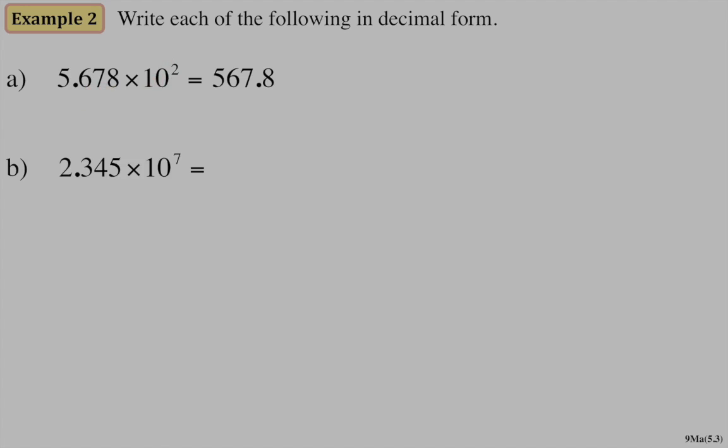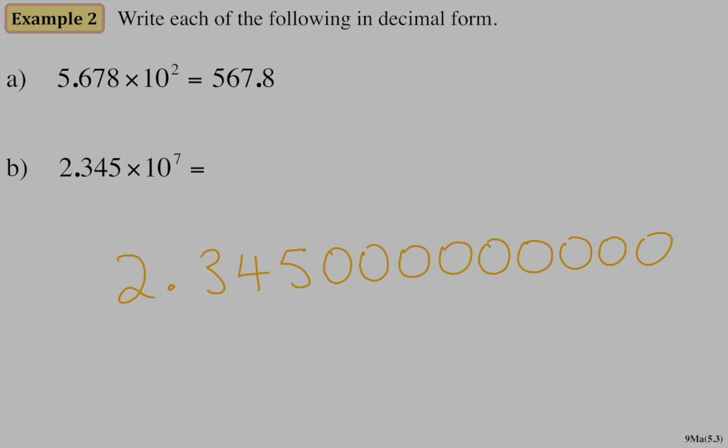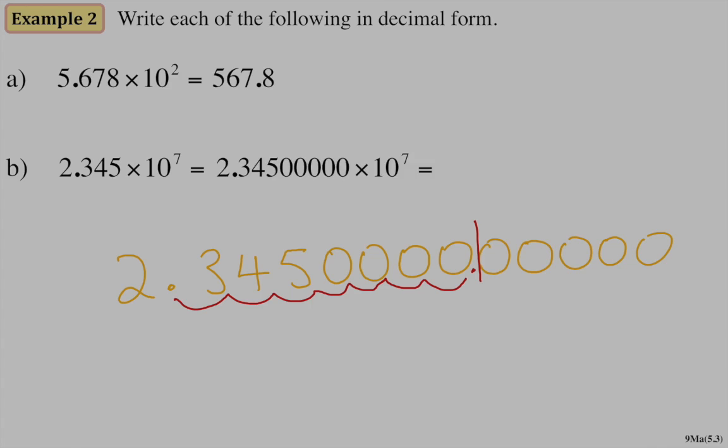This time I'm going to move the decimal 7 places to the right. Now remember, this question could be considered as 2.34500000000. There's just an infinite number of zeros there. And I want to move the decimal 1, 2, 3, 4, 5, 6, 7 places to the right. So that's where I want to put it. So when I do this, I count out my 7 places and I put the number in.